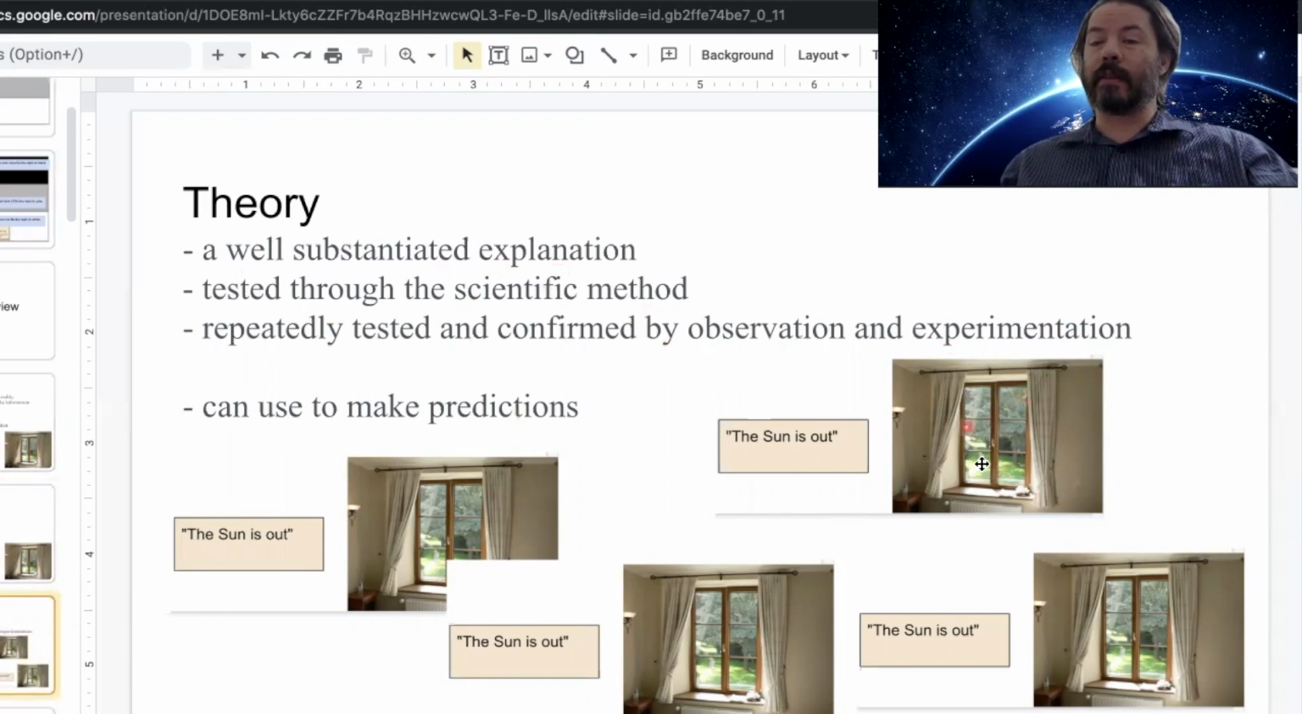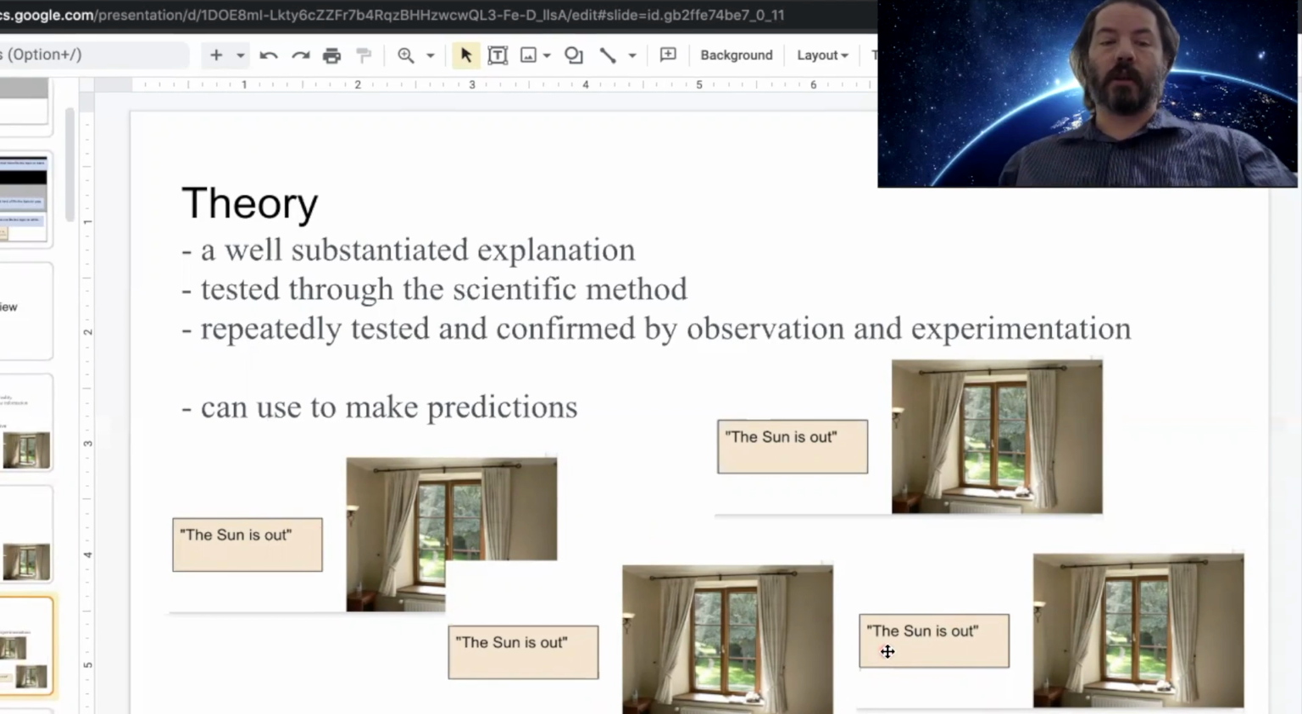So we see that it's bright outside. We go outside and look. Wow, the sun is out. So now we have a theory that every time we see that it's bright outside, the sun must be out. Okay, so that's a theory.